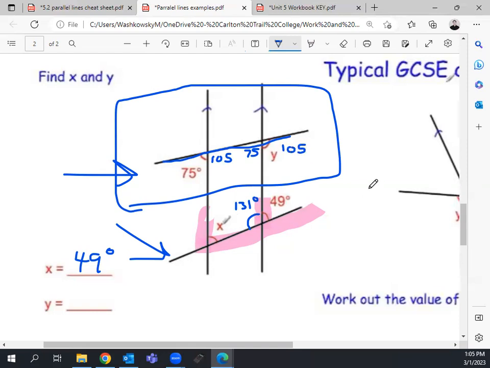There's 2 different lines here, and that's the tricky part though. That was a curveball question because now we have 2 lines going through our parallel lines. So we use the top one to figure out Y, we use the bottom one to figure out X.